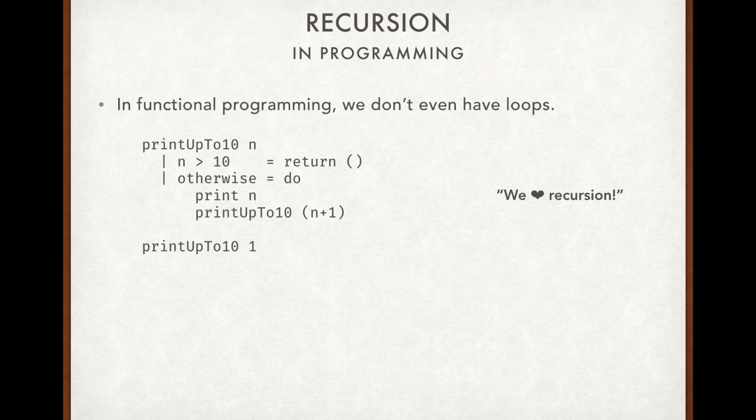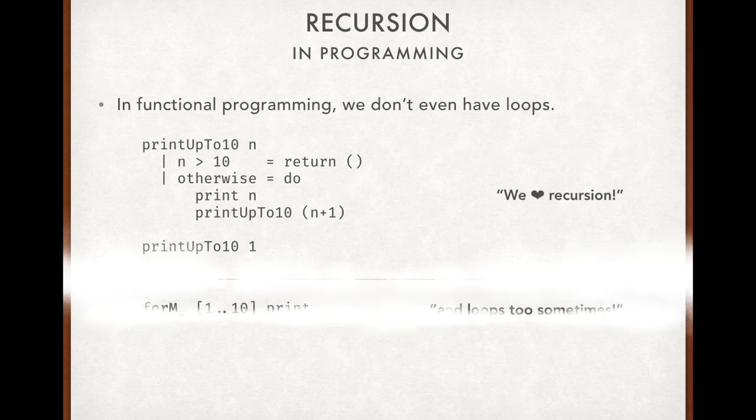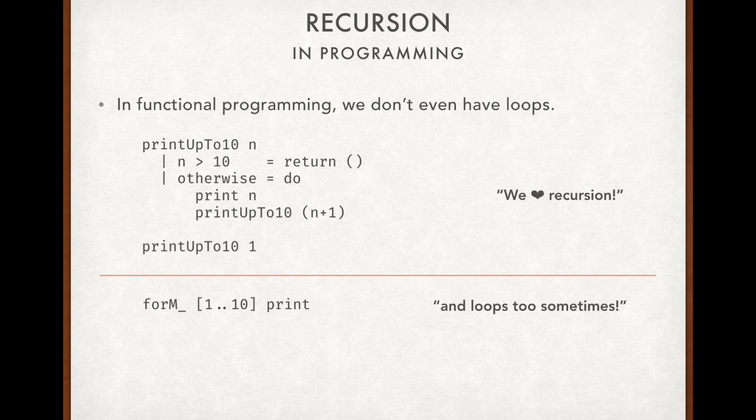So basically, if you wanted to print all the numbers up to 10, you take a number n, a starting point, and if n is greater than 10, we do nothing. We return sort of the void case, and then otherwise we print n and then call ourselves. Of course, this is very verbose. You can also do it like this. If anyone's like, "Oh, it's so verbose," well, Haskell can be very.